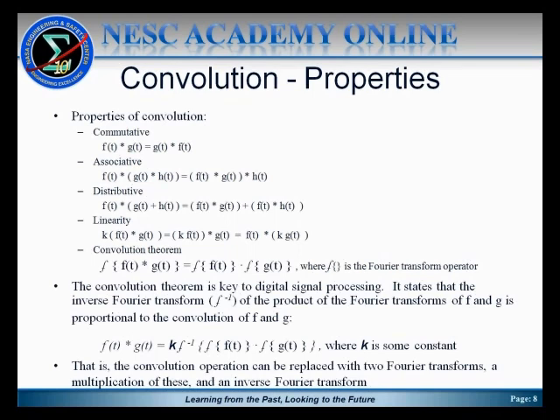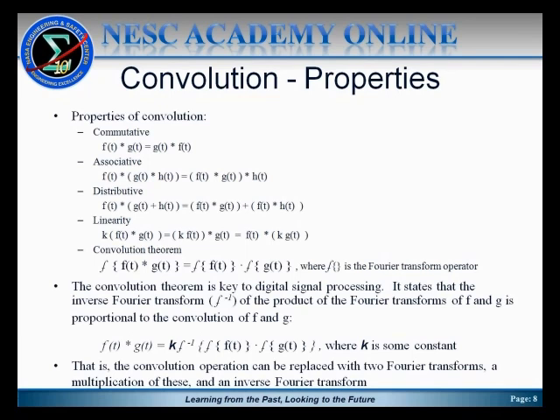It's also associative. If you take the convolution of three functions, then f of t convolved with the convolution of g and h would be the same as the convolution of f and g convolved with h. It's also distributive. If you have f of t convolved with g of t plus h of t, that's the same as the convolution of f and g plus the convolution of f and h. As we discussed earlier, it has a linearity property: some constant k times the convolution of f and g is the same as k times f of t convolved with g of t, and that's the same as f of t convolved with k times g of t.